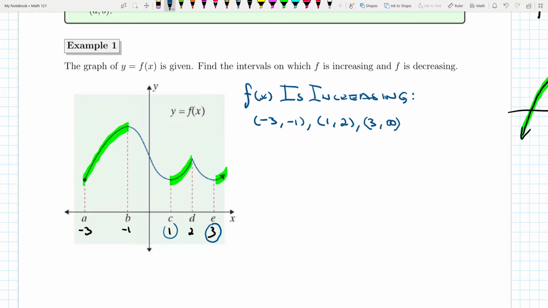All right. So now we will describe the intervals for which f of x is decreasing.